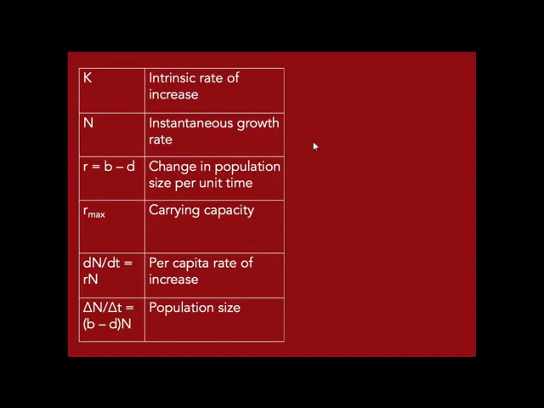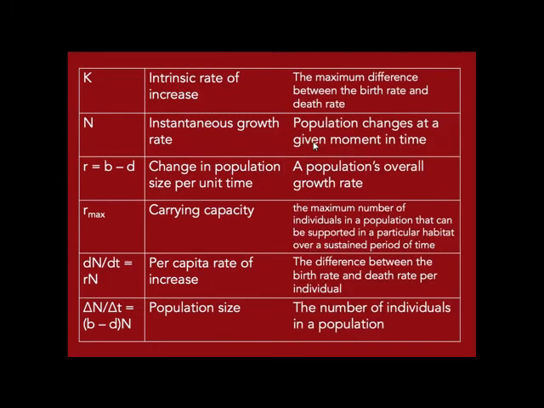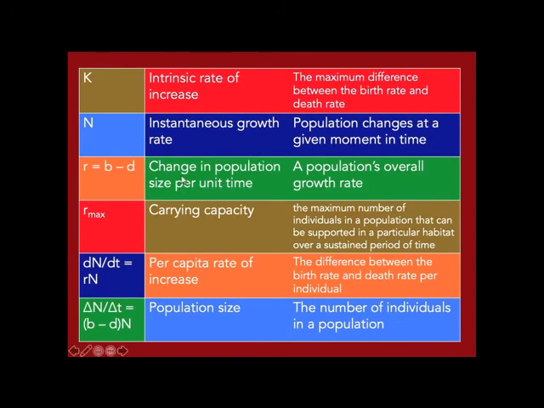All right, so what else do we have? Okay, so then we have per capita rate of increase, right? So that's r. All right, what is dN/dt? Well, wait, let's do the other one. Okay, what's delta N over delta t? That's the change in population size per unit time. All right, and what's the other change in population size? We have change in population size per unit time here, and then we have instantaneous growth rate over here. Okay, so it's instantaneous because we use calculus to figure it out.